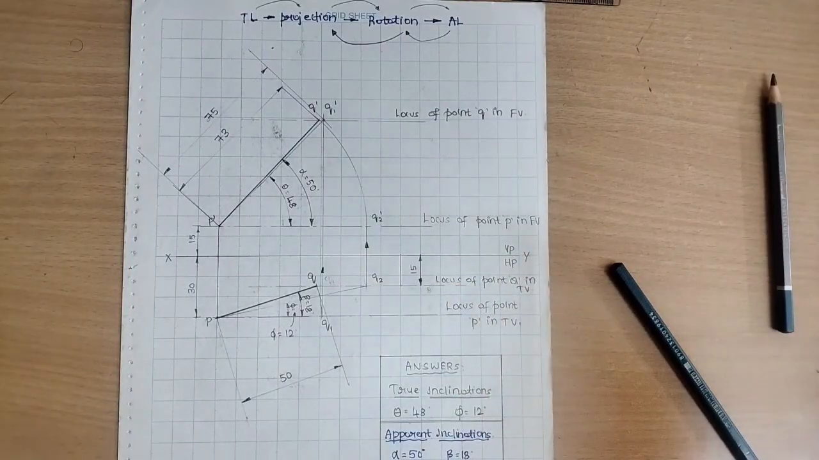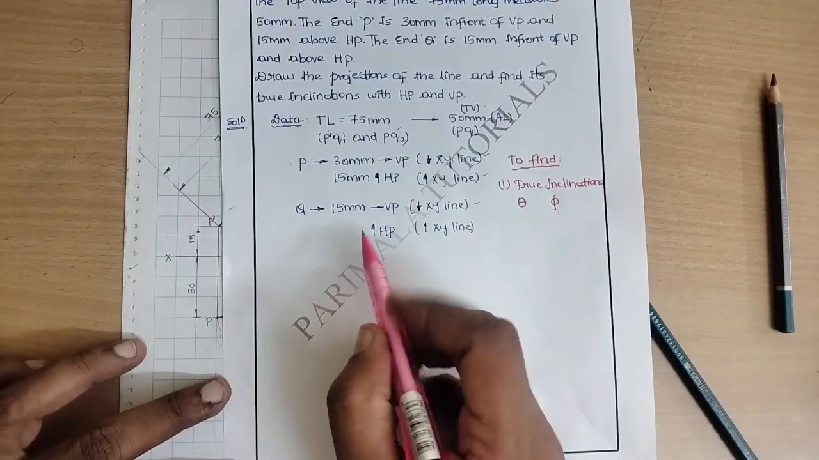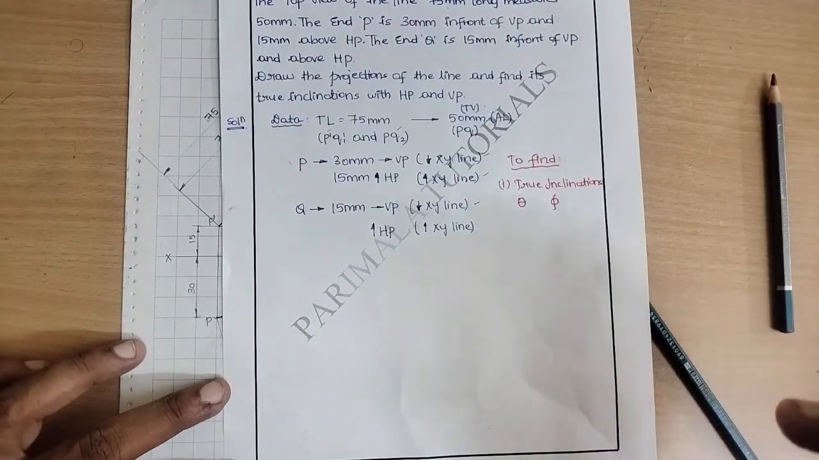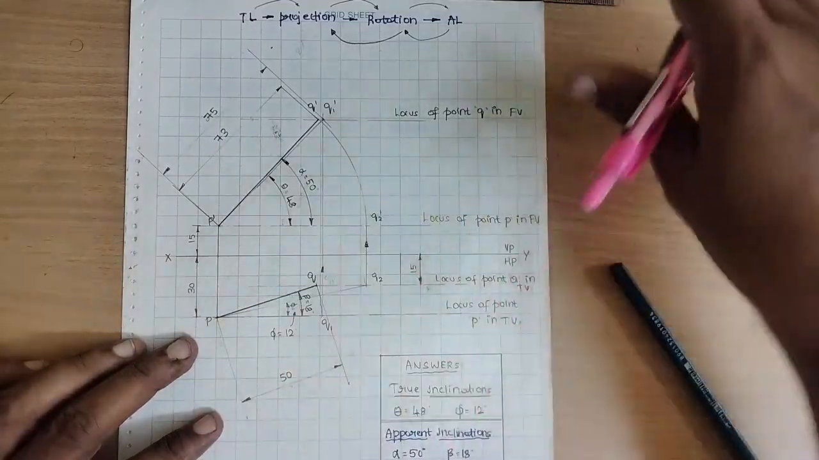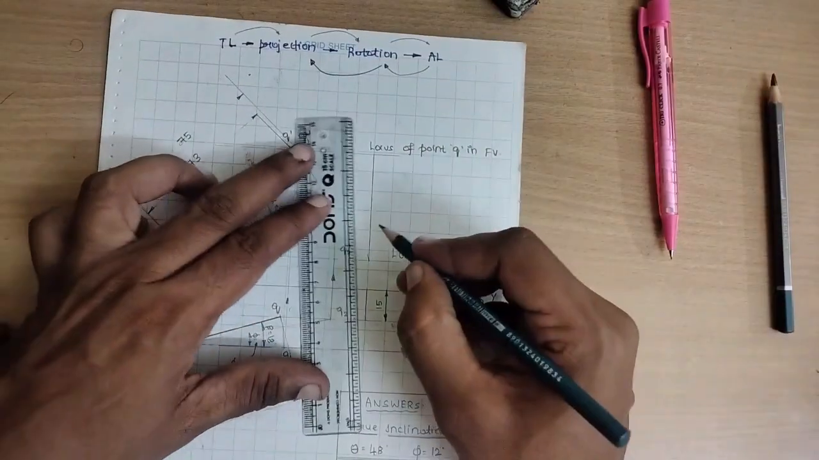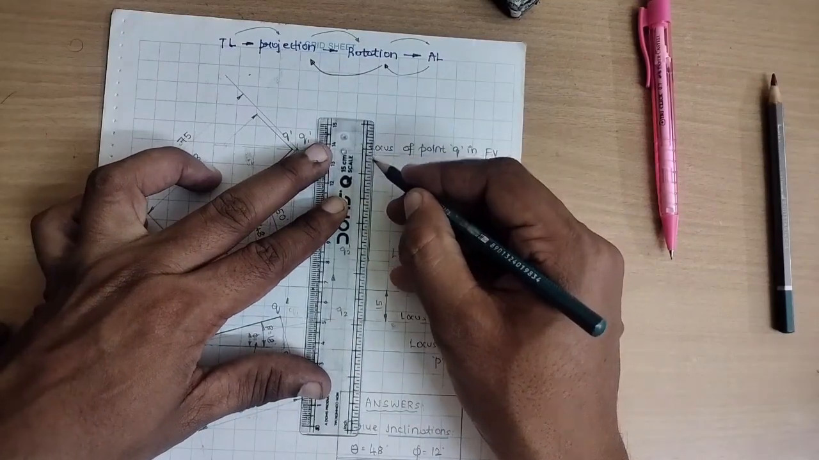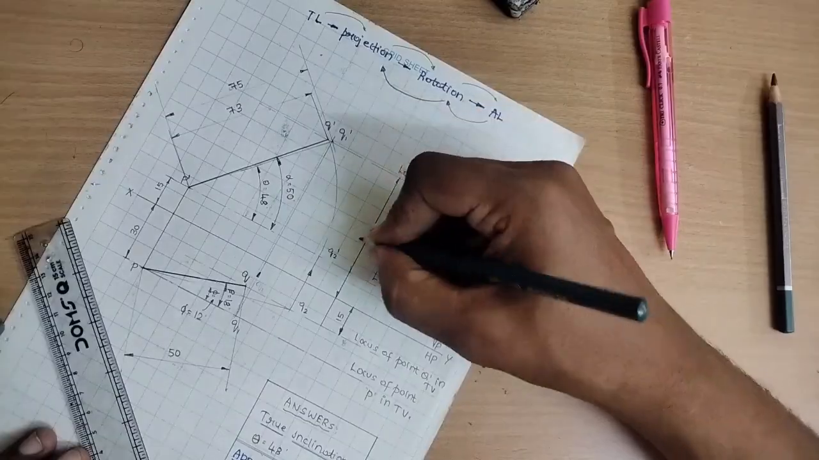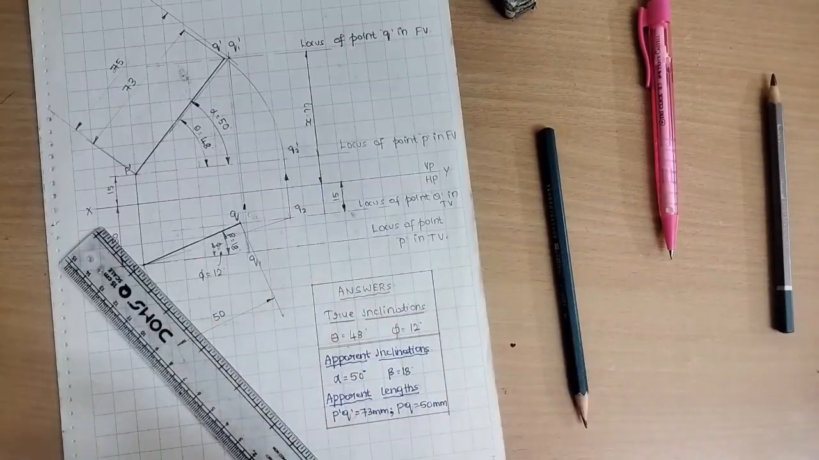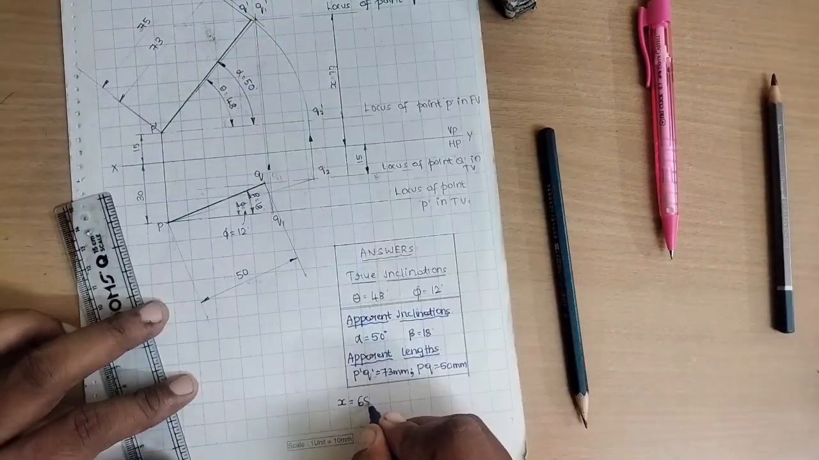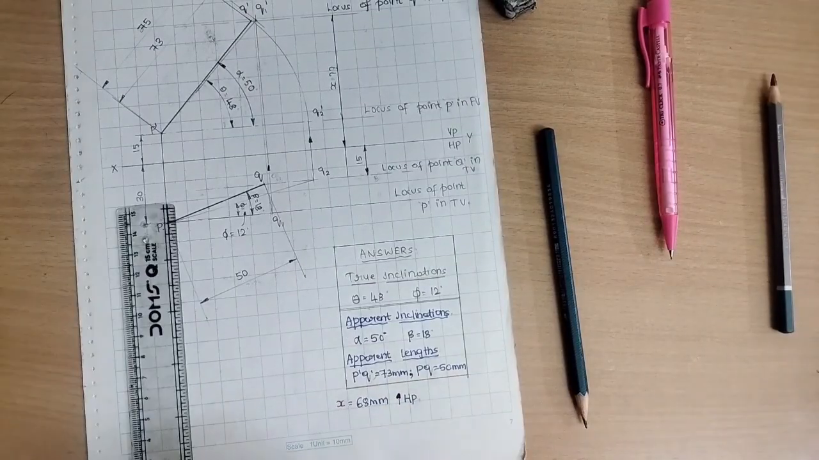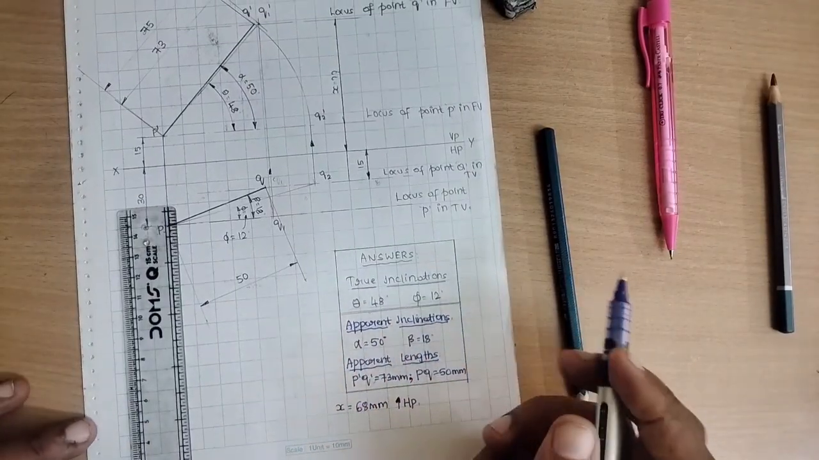Once for the last time, what is one more thing you can find out from the solution? When it comes to the point Q, the distance above the horizontal plane is not known to us. Actually, it was not given. That distance now can be found out. So where is that distance actually? From the locus of Q to the XY line. So this distance can be found out. For the time being, I will call it X. So X is equal to 68 mm above the HP. But I will repeat, what I have written in pencil is our solution.